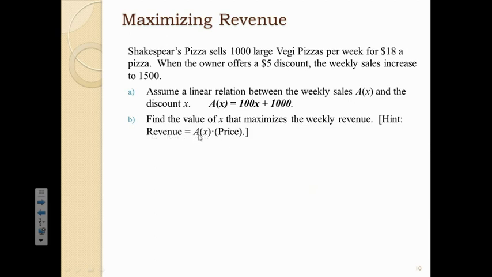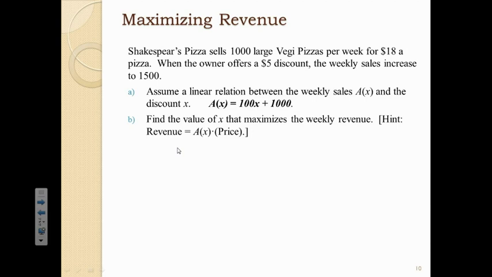Again, our A of x is weekly sales. Well, that kind of makes sense. The weekly sales, if we sell 1,000 pizzas at $18, we know how much revenue we're going to have, right? So, reminding us of this simple fact: A of x, which is 100x plus 1,000, times the price. Well, how do we calculate the price? Well, we're trying to find the price, right? And we know our A of x is 100x plus 1,000, but how do we calculate the price?